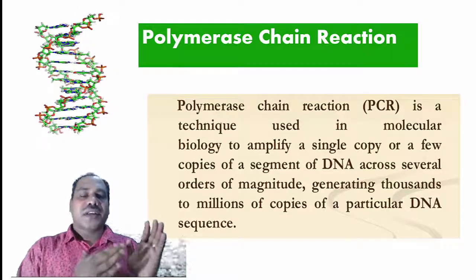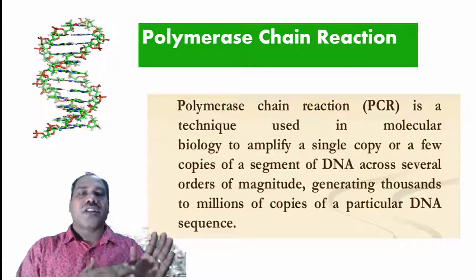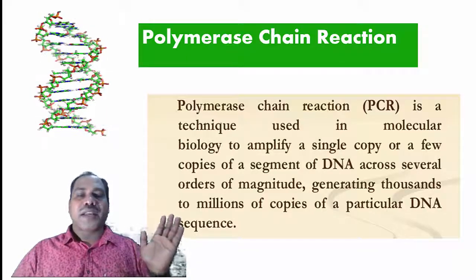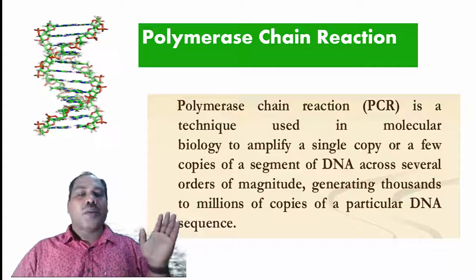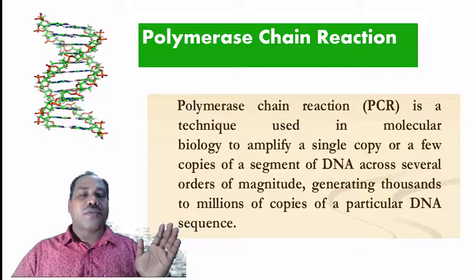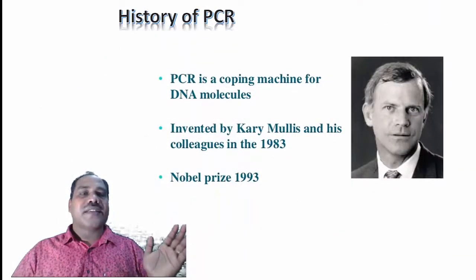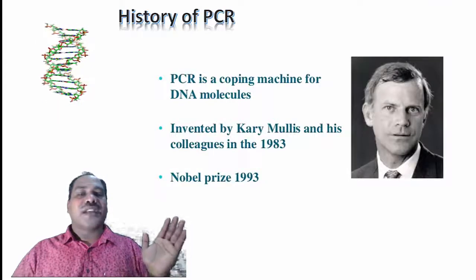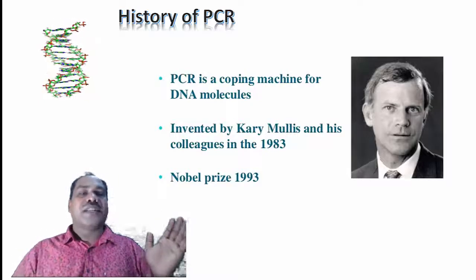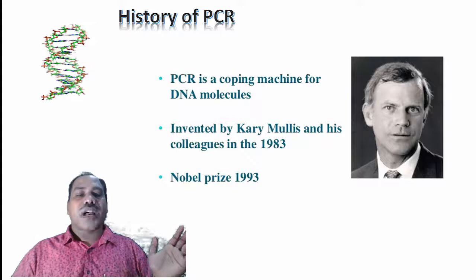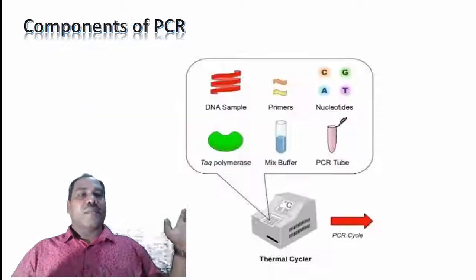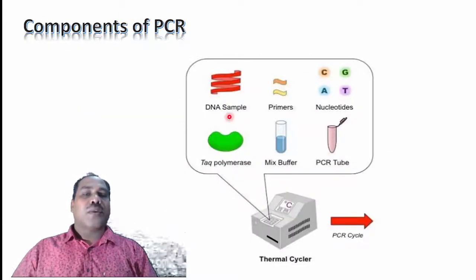Polymerase chain reaction is a powerful technique which is used for the amplification of DNA molecules. This technique is used in molecular biology to amplify a single copy or a few copies of DNA to produce different magnitudes, generating thousands to millions of copies of a particular DNA sequence. This technique was first invented by Kary Mullis and his colleagues in the year 1983, and they first reported PCR as a copying machine for DNA molecules. For this work Kary Mullis got the Nobel Prize in the year 1993. Then components of this PCR, these are the different components of this PCR.